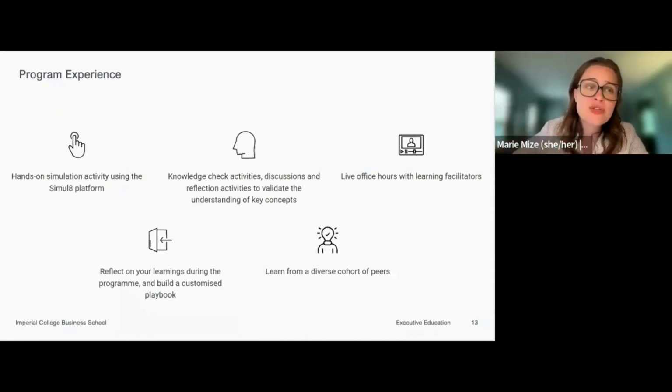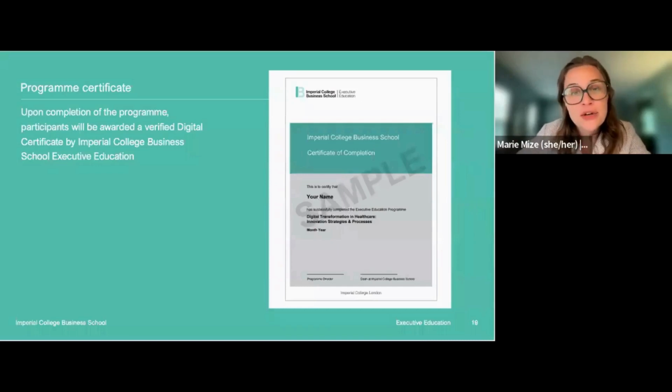So immediately upon entering this program, you're going to gain peers and colleagues. You're going to broaden your professional network. And you're also going to be working towards a chance to earn a credential here from Imperial College Business School Executive Education. This is a formal credential, again, really helping to showcase your learning, formalize your training in this area of digital transformation and healthcare.